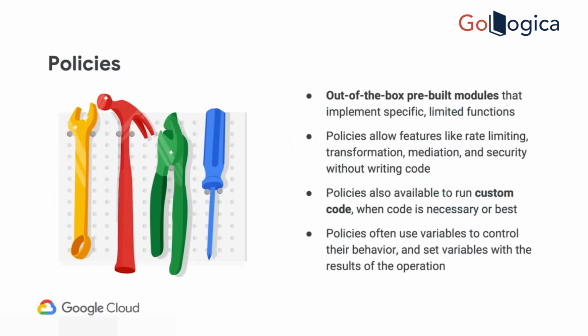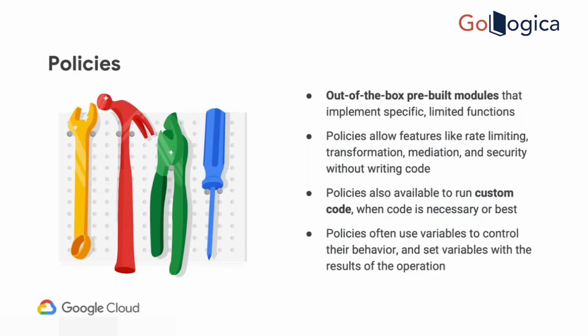Now moving to the policies. Policies are out-of-the-box pre-built modules that implement specific logic. Any activity that we want to do, we create a policy for that. For example, if you want to do rate limiting, transformation, mediation, or security, all kinds of things, even without writing code, policies allow us to do that. It is XML based configuration. From the Apigee UI, you can drag and drop the policies, attach the policy, and then update the configuration.